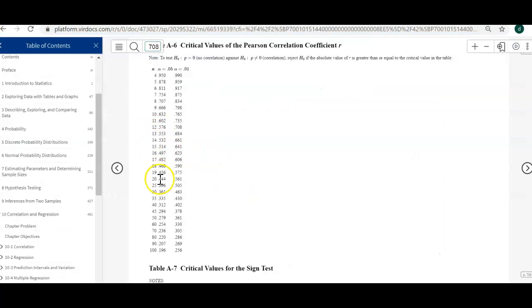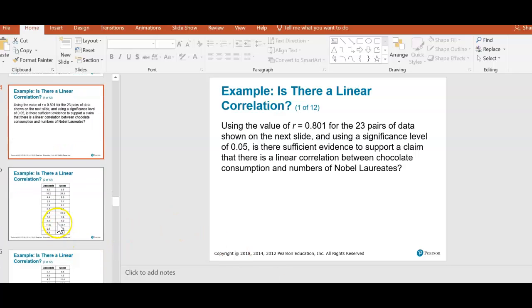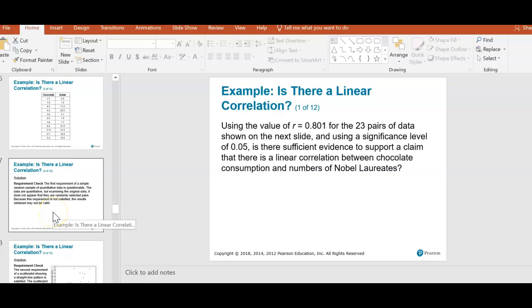Well, if you look for 23 pairs of data, that would be somewhere between 0.396 and 0.444 for a critical value at the 0.05 level, and actually 0.505 and 0.561 at the 0.01 level. Well, we're at 0.8. So yes, there's definitely significant evidence where we can support that claim.